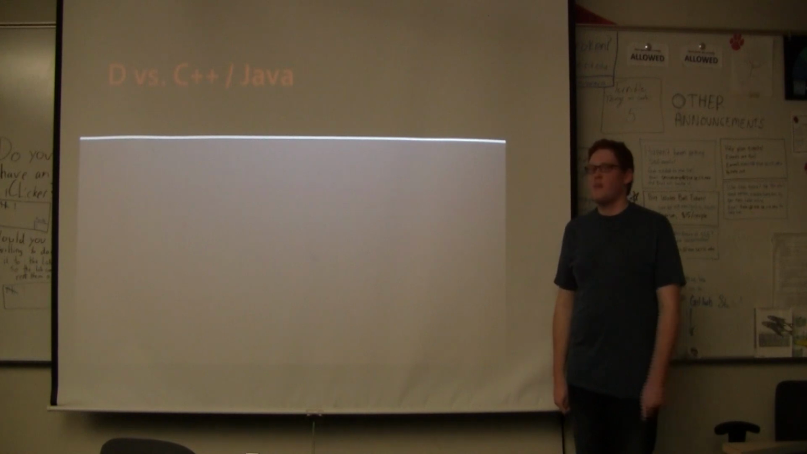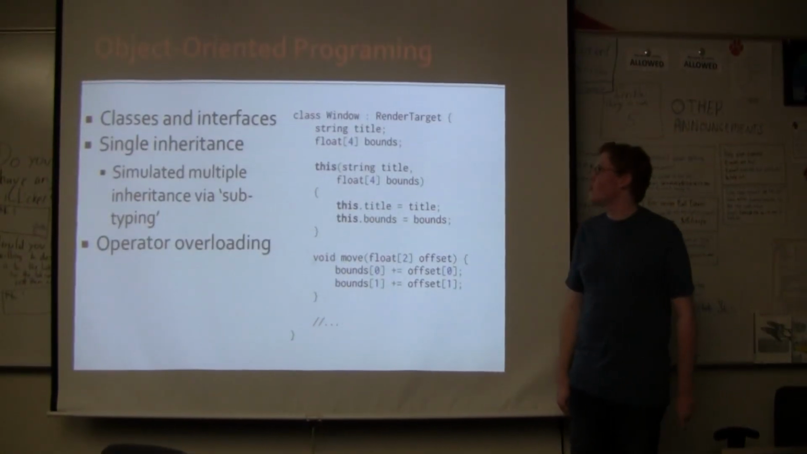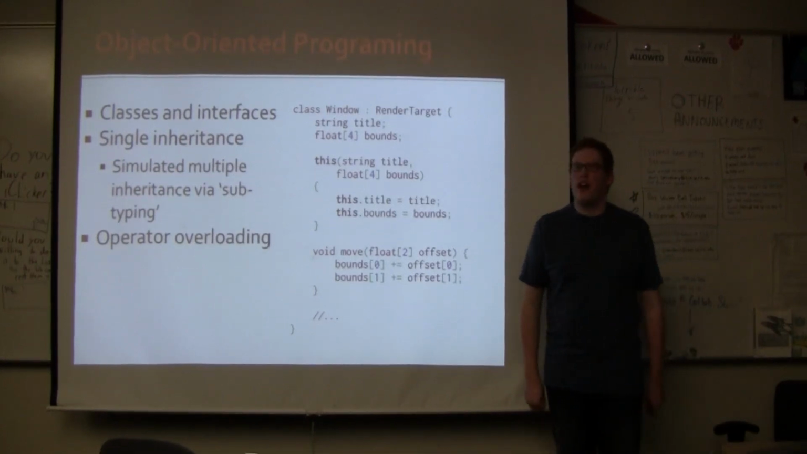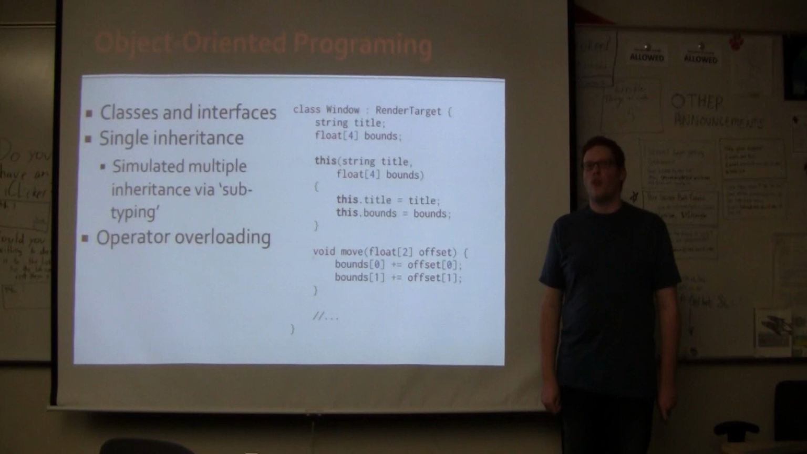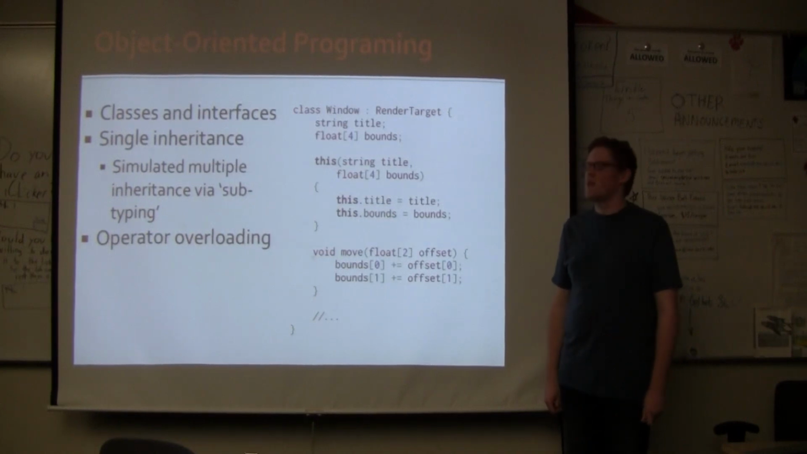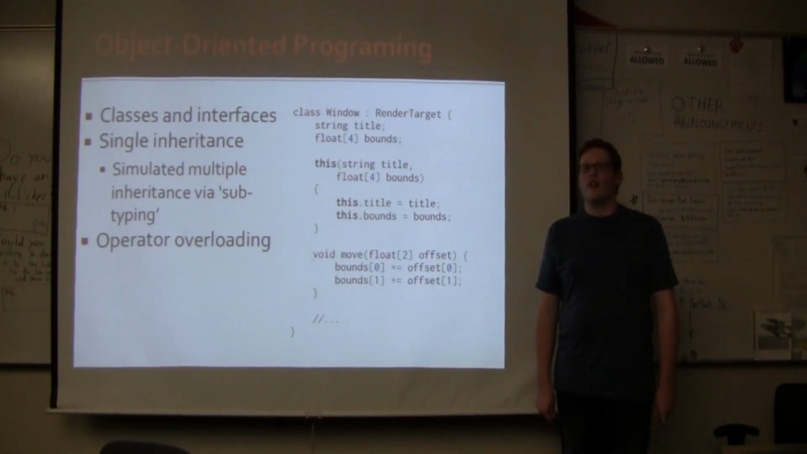So, D versus C++ and Java. That means object-oriented programming. D also has classes and interfaces. It's very much more like the Java side in terms of class hierarchies and how you use object-oriented stuff. But it also has things like operator overloading that you get in C++.